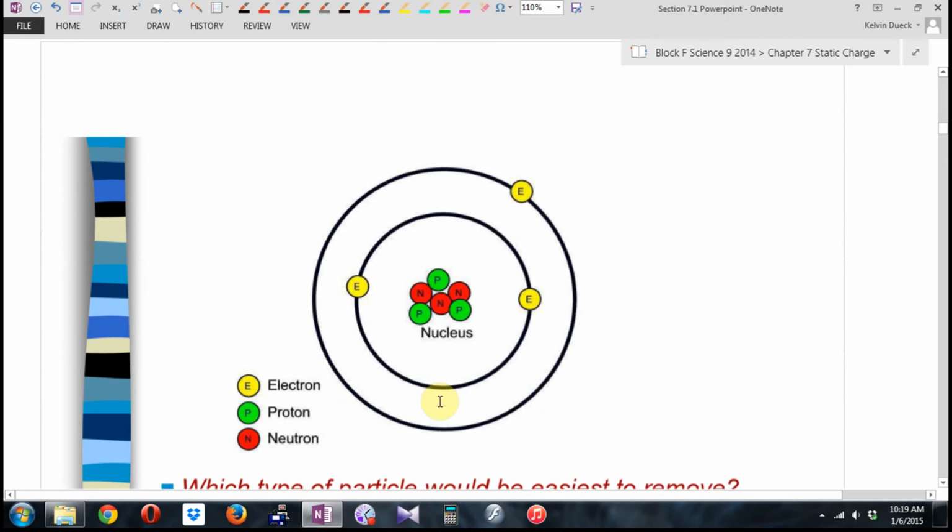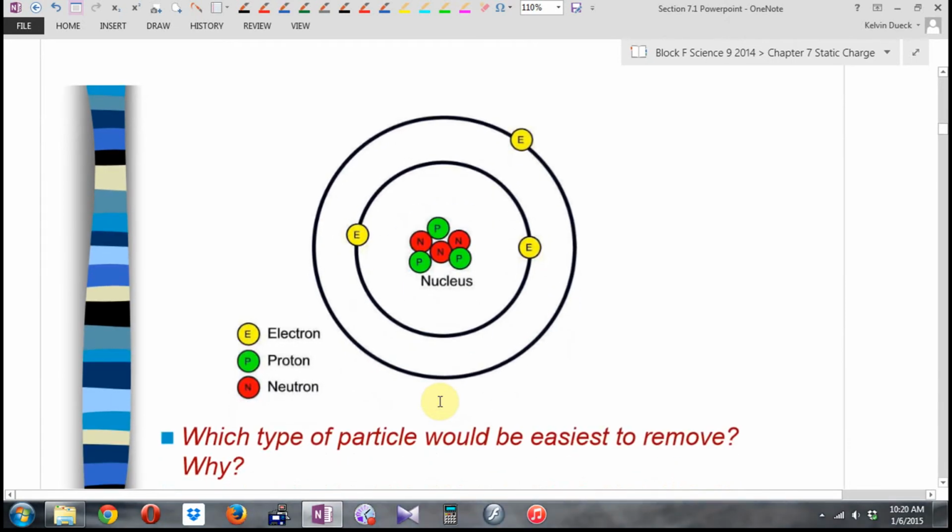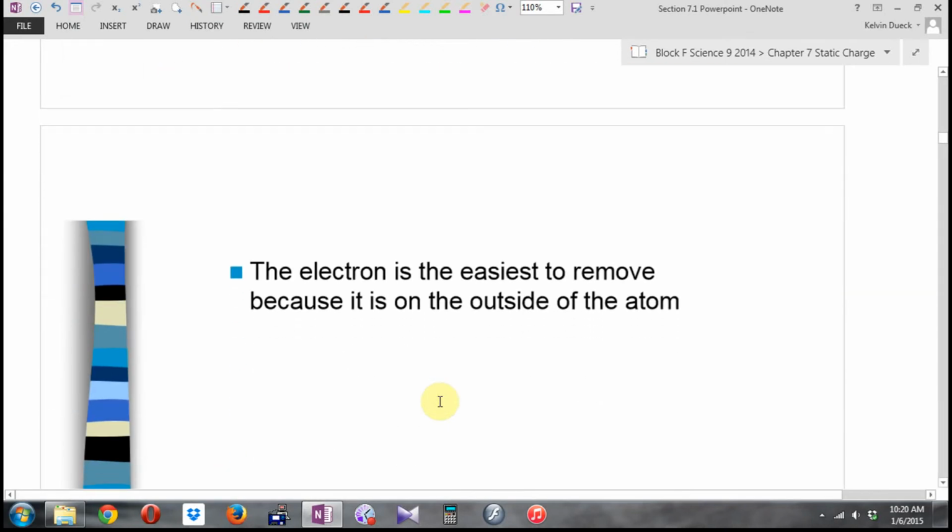I copied and pasted a bigger, more pretty diagram, and here's the question I wanted to ask. Which type of particle would be easiest to move? What do you think? Aiden, you answered this question already. Those are the easiest to move, locked inside the nucleus, tough to get at. Why? Outside, yeah, it's really that easy. Which type of particle would be easiest to move? The electrons. So in your notes, you can write the word electron, or of course we have a lovely symbol, the E minus. The electron is the easiest to remove because it's on the outside of the atom.